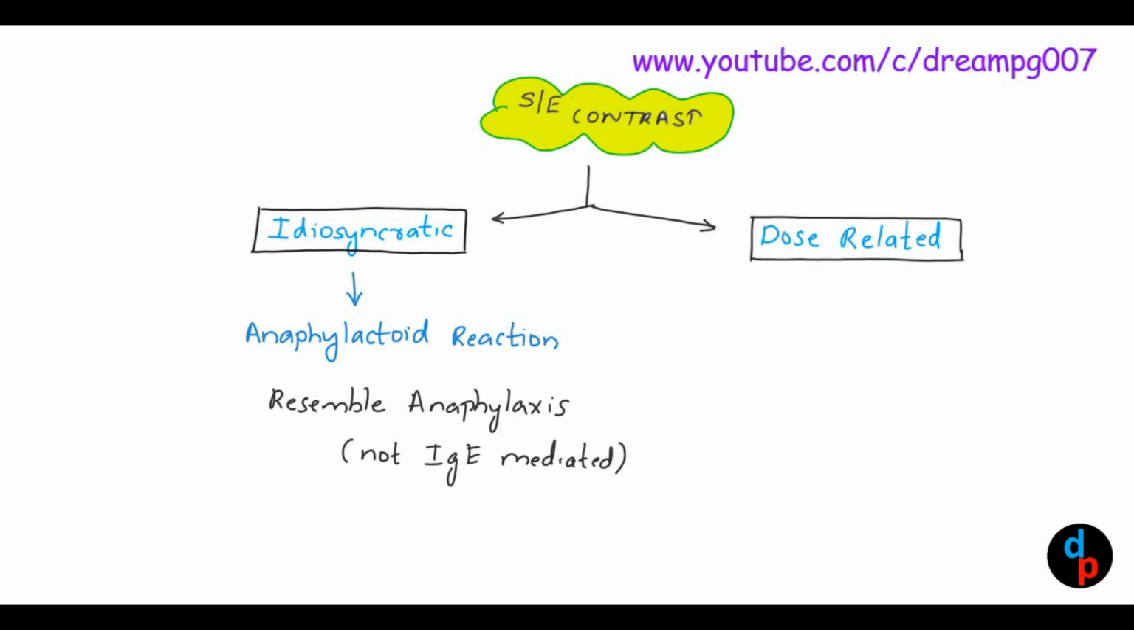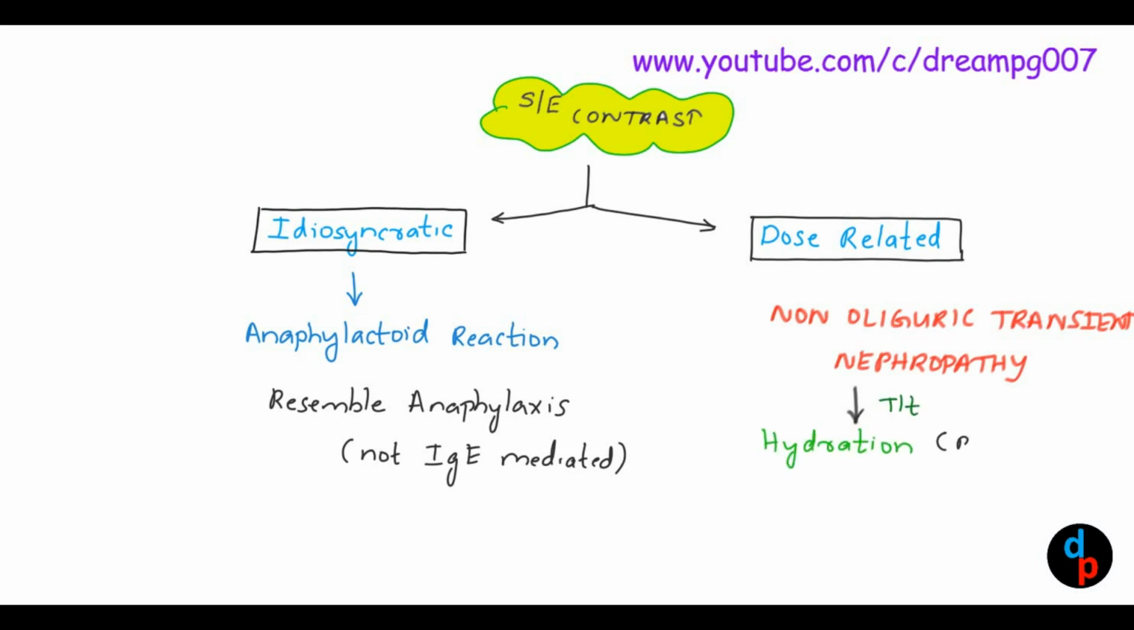Dose-related side effect is non-oliguric transient nephropathy. Best treatment available for this dose-related side effect is hydration. Other treatments are using a non-ionic dye, better a non-ionic dimer which is isoosmolar to the body, and last but not least using N-acetylcysteine.